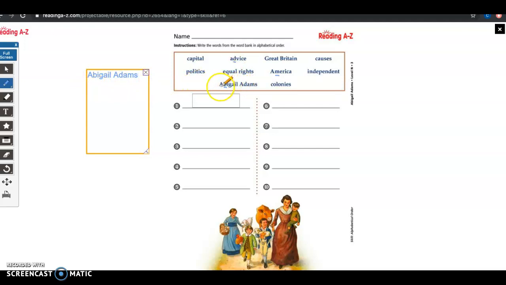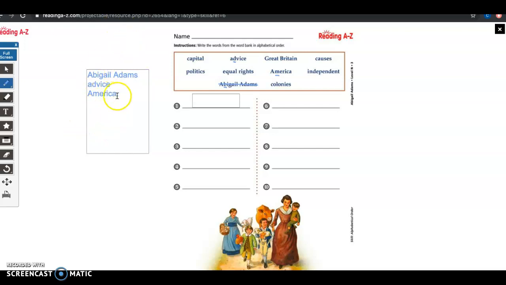So now I'm going to look. I've used this one here, so I'm going to scratch it out. Now I'm going to look at advice and America. So this has a D and this has the M. I know that D comes before M in the dictionary, or in the alphabet. So advice will be my second word, which would leave my last A word to be third on the list.